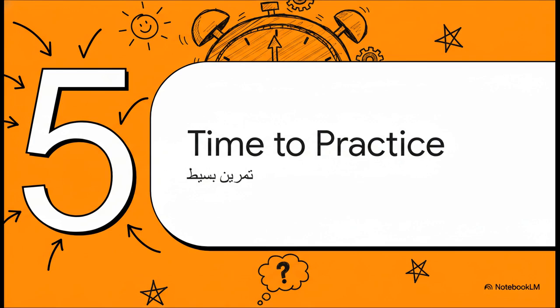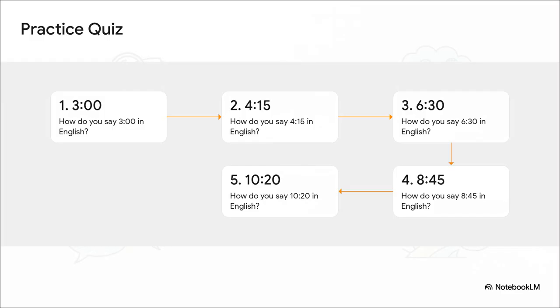So, you think you're ready to put it all into practice? Let's do a quick quiz to see how you do. Okay, I'm going to give you 5 different times. Just take a second after each one and think of the answer. You ready? Let's go. First up, how do you say 3 o'clock?